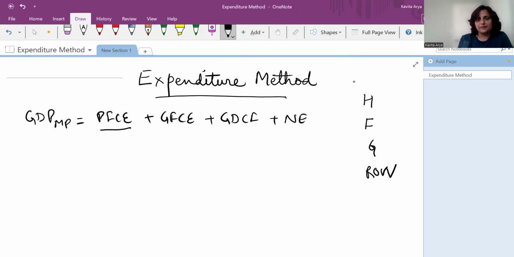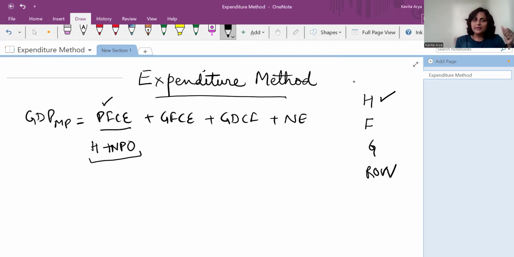Private final consumption expenditure, this is the household sector. The sector which is a consuming sector, which is not producing and is not into profit making. So here, either you have the term private final consumption expenditure, or along with the households, you can be given the non-profit organizations. Either way, it is given as the combination of these two to make the private final consumption expenditure.